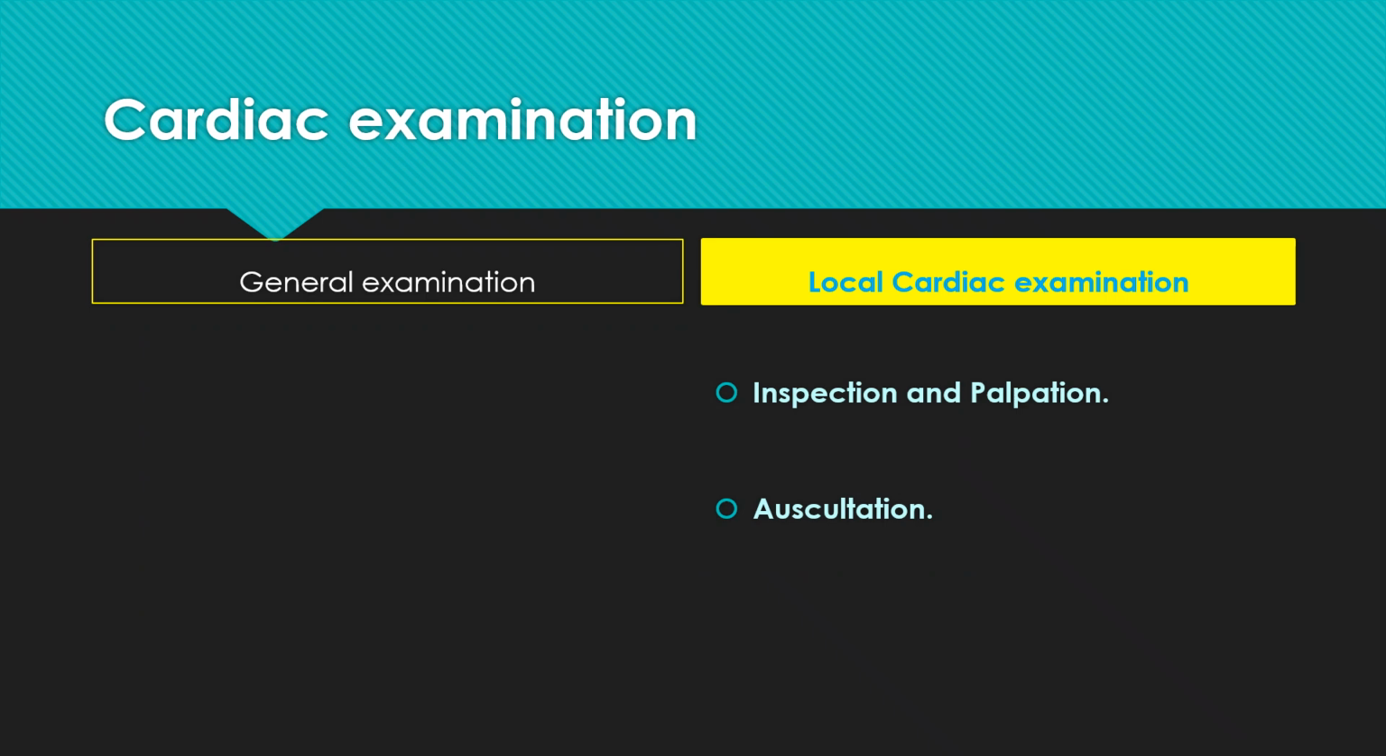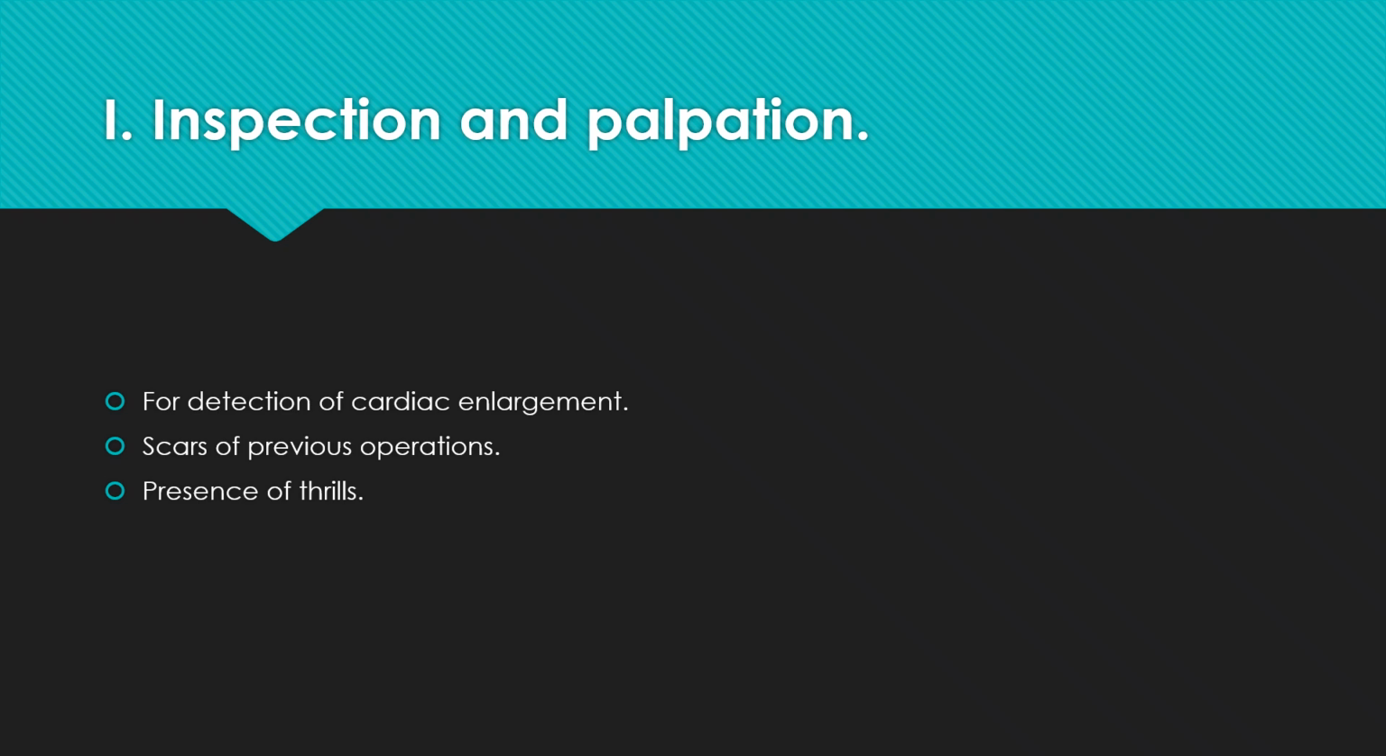Local cardiac examination includes first inspection combined with palpation, in addition to the auscultation. Inspection and palpation are done for detection of cardiac enlargement. Also, we have to note if there are any scars of previous operations, and we have to check for the presence of thrills.